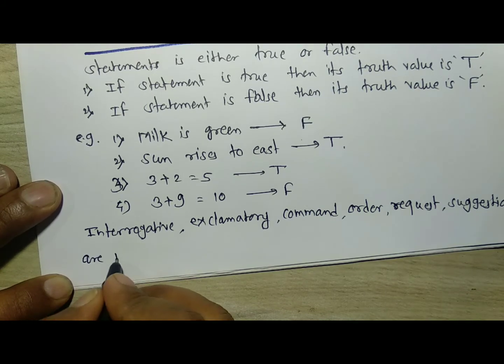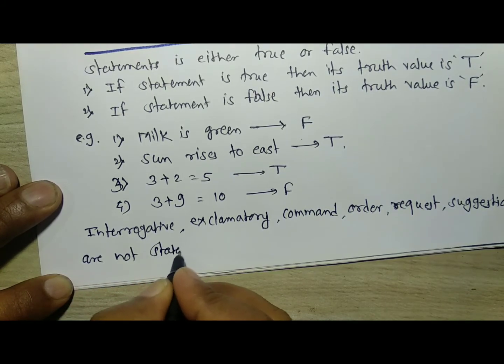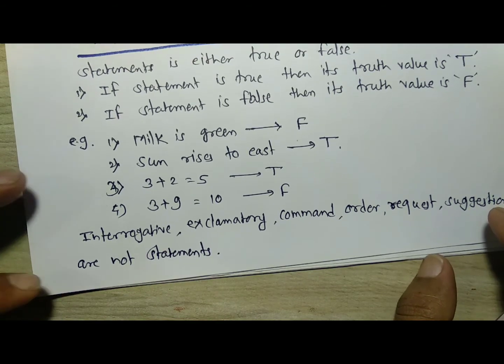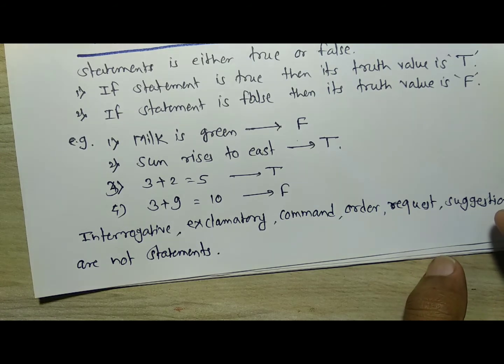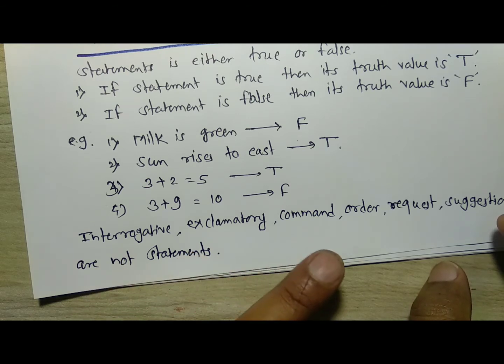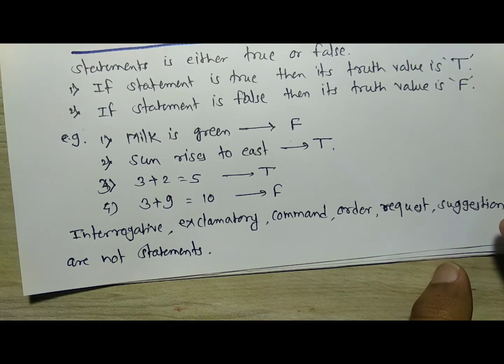sentences are not statements. A sentence which is declarative or assertive, and which is either true or false but not both true and false simultaneously, is called a statement. Therefore interrogative, exclamatory, command, order, request and suggestion sentences are not considered statements. This is the consideration of sentences and their truth values.